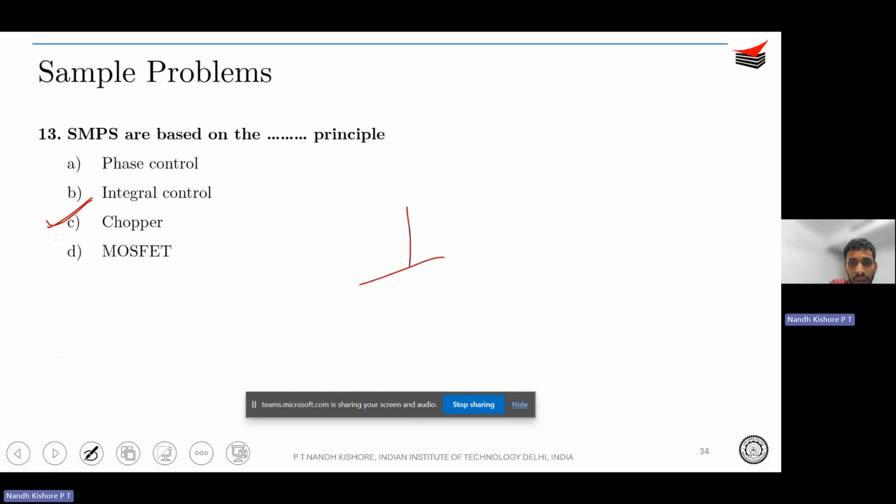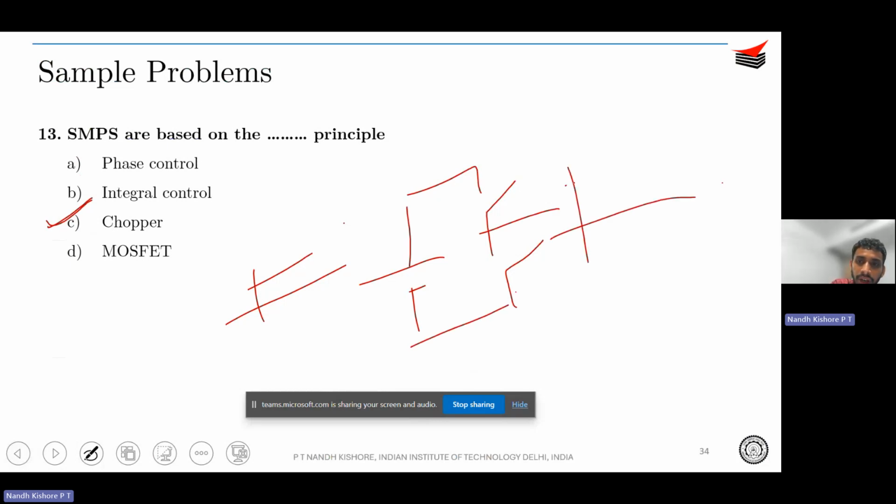Let's say you have a V in over here, which is a continuous wave. You have a switch arrangement which ensures that at this point you get something like this. So this is kind of a chop wave. This is the principle of any chopper or any SMPS. It's based on the chopper principle.